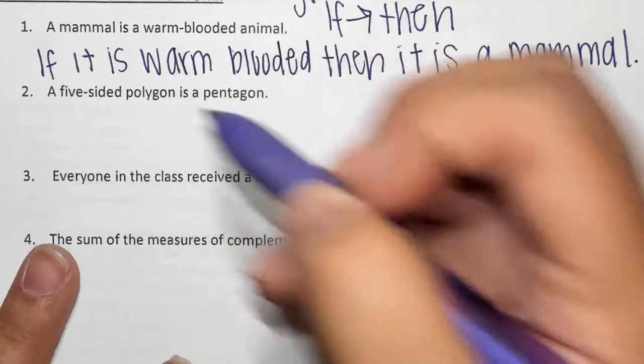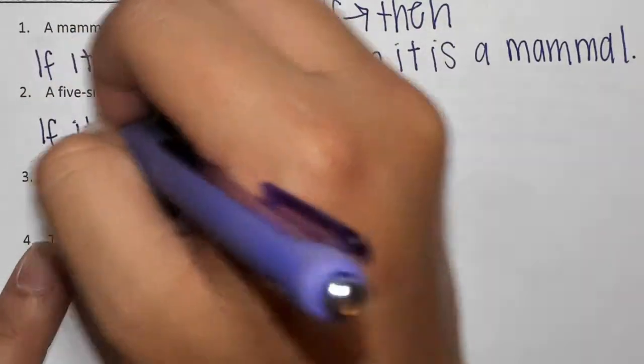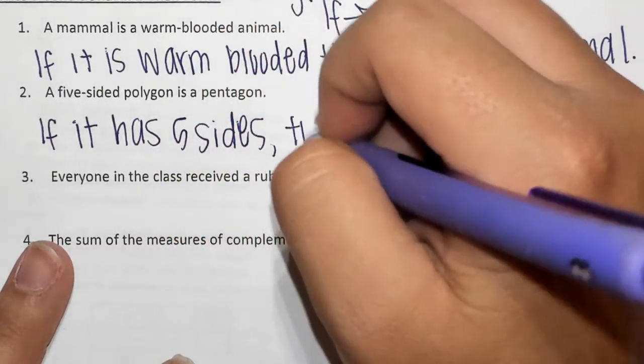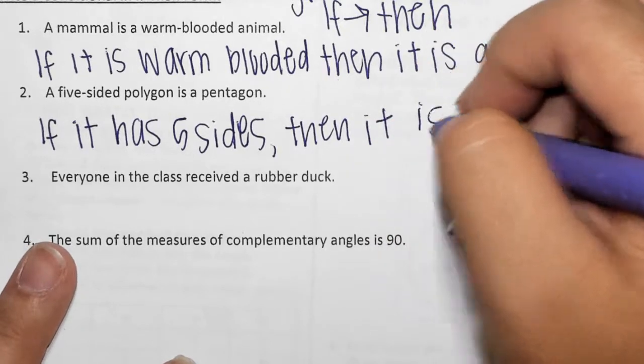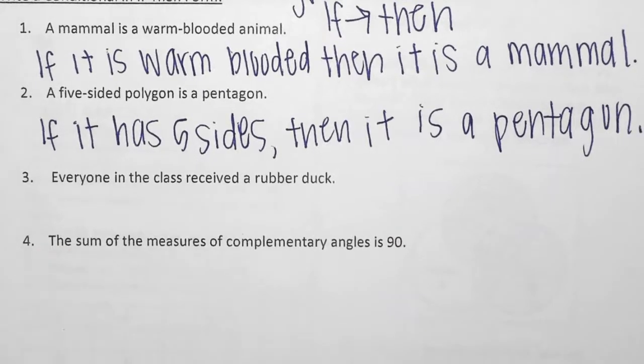If it has 5 sides, then it is a pentagon. Try 3 and 4. Well, where did you have to be in order to receive a rubber duck? Does that help? Finish 3 and 4.